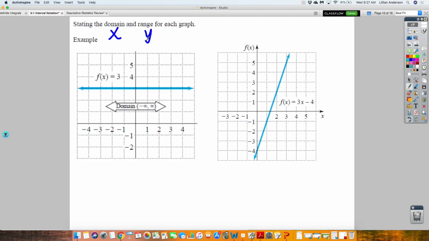This is a horizontal line that has an arrow, which means it keeps going. Which means that all those x values on this line, they're going to go all the way to negative infinity. So negative infinity is my furthest to the left, and then positive infinity is my furthest to the right that it goes. And so, just like before, we put parentheses around infinities, and that's why our domain is negative infinity to infinity. Does everybody understand that? Okay.